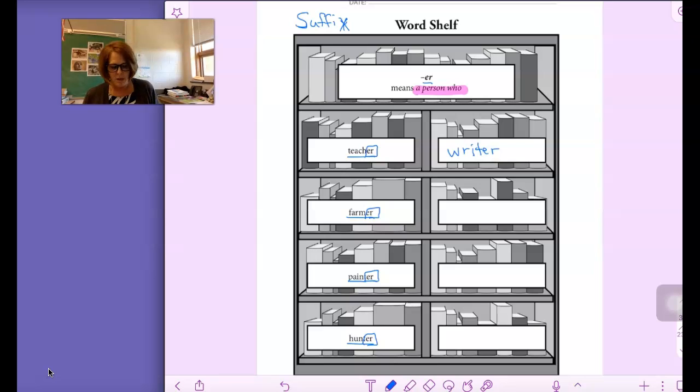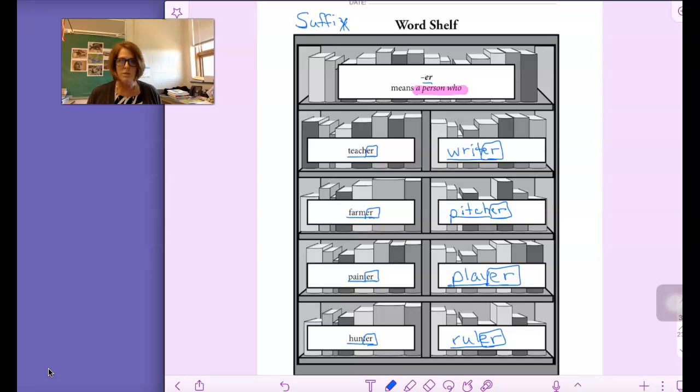Writer. Now this one, this E is already there, but write is the base word. ER means a person who writes. Pitcher. Thinking about baseball, pitch, and ER, a person who pitches. Next we have player. Play with ER, a person who plays. And last, we're going to do ruler. Since we're talking about ancient Roman civilization, we might talk about some rulers. Rule with ER, a person who rules.